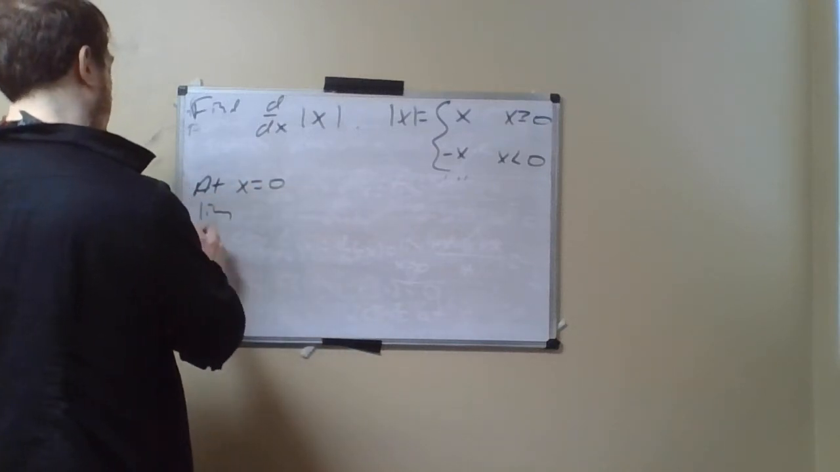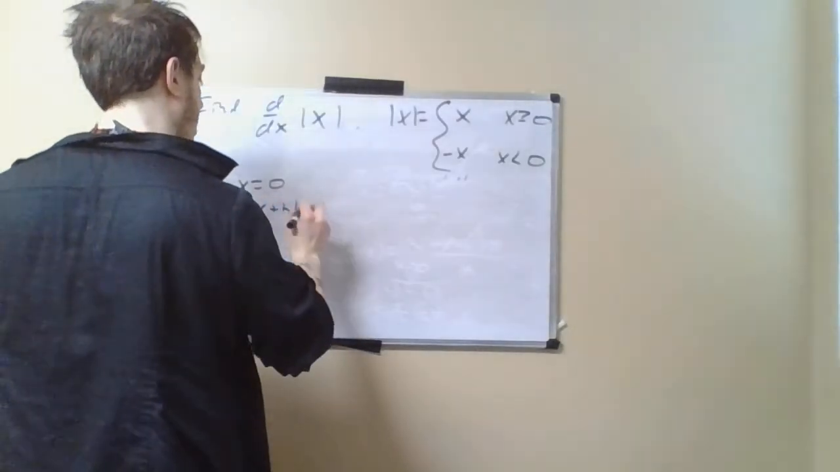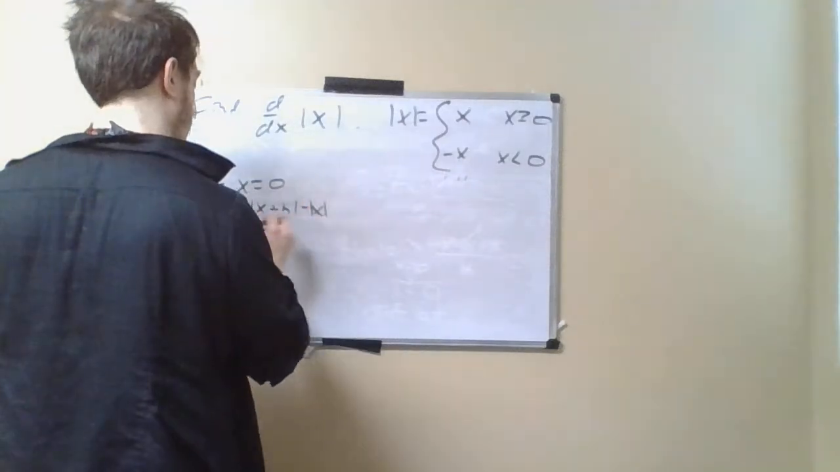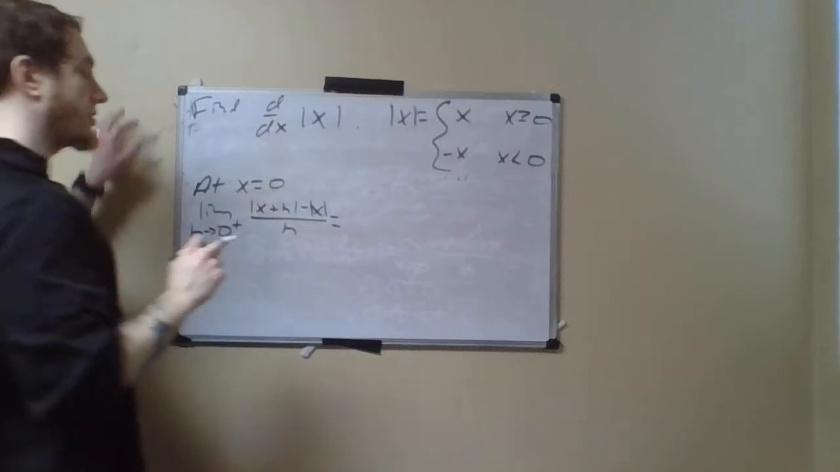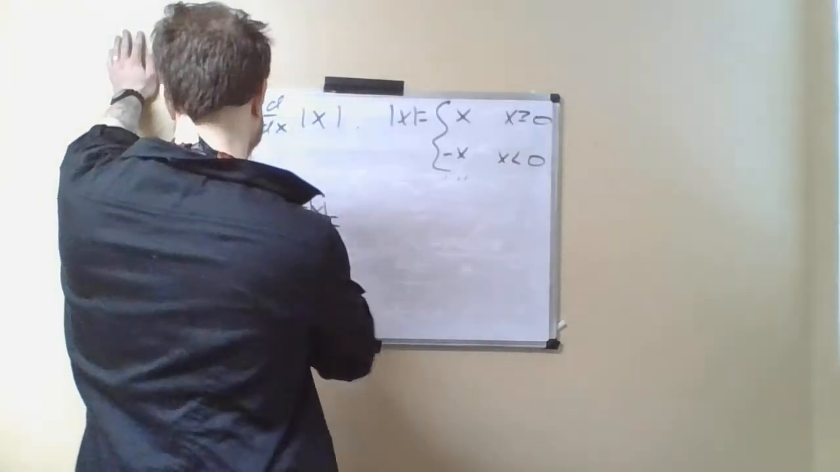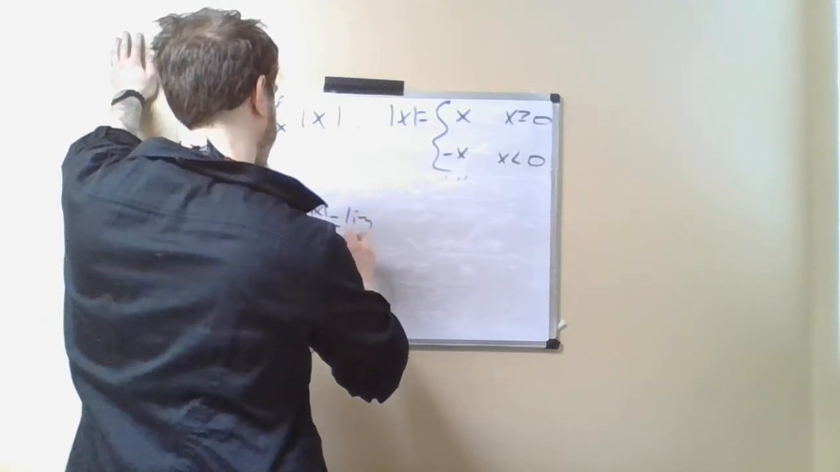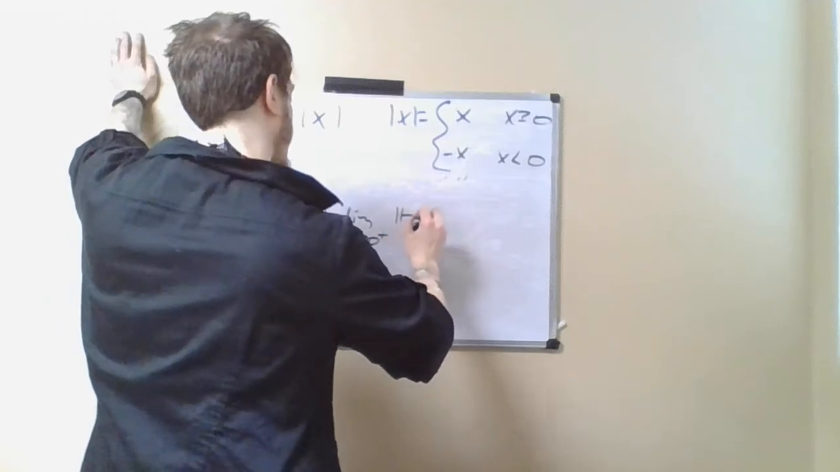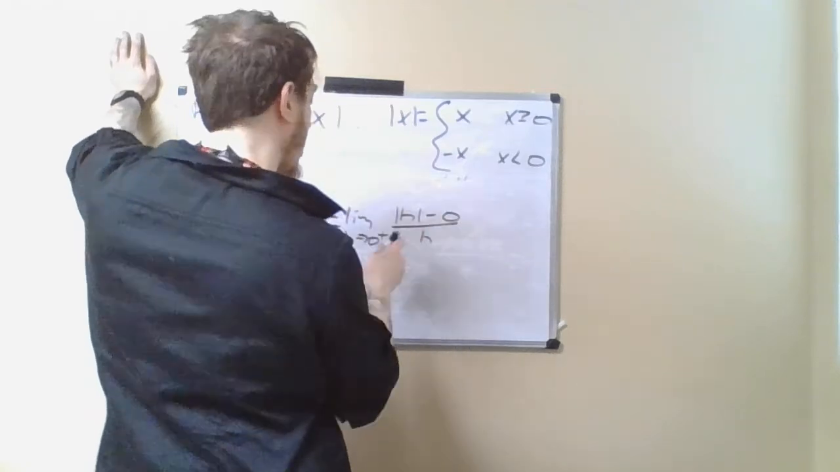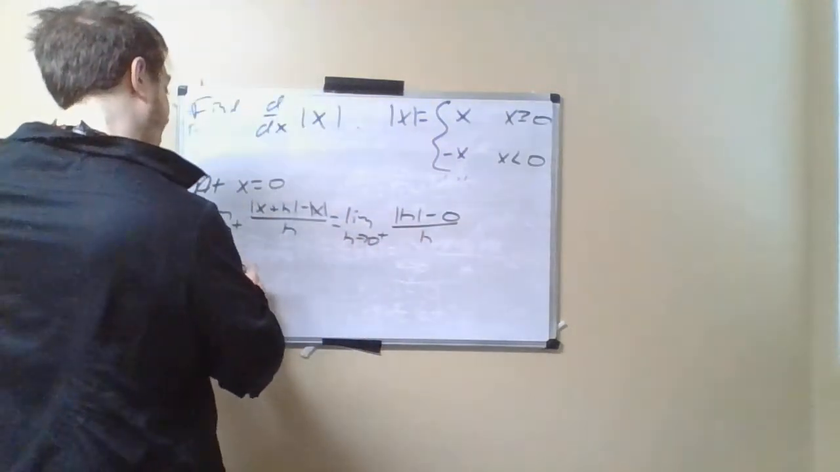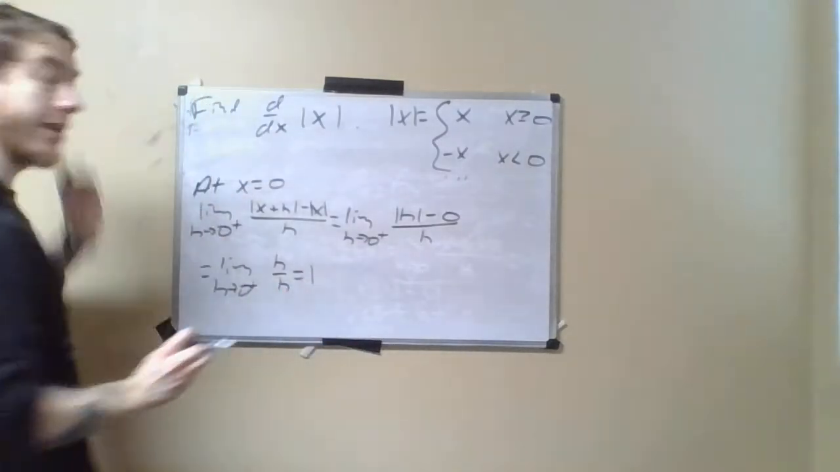the limit as h approaches 0 from the right of the absolute value of x plus h minus the absolute value of x, divided by h. In general, we're going to be replacing the x with 0. So we have the limit as h approaches 0 from the right, absolute value of h minus 0, divided by h. But in this case, the absolute value of h is just h. So this is h over h, which is 1.